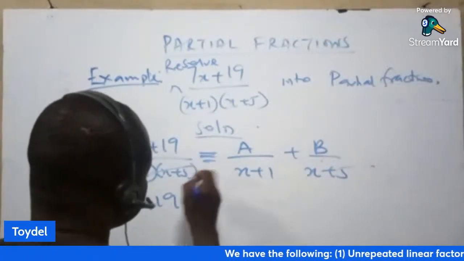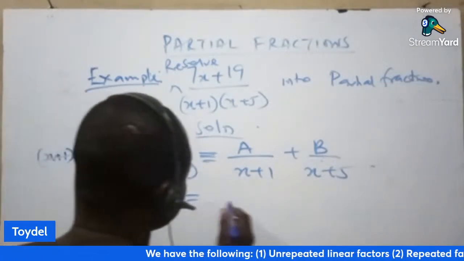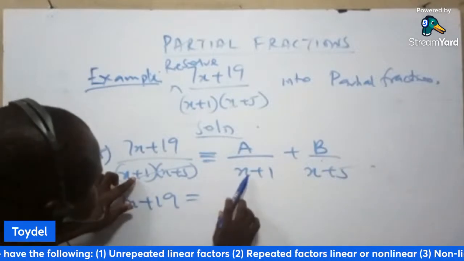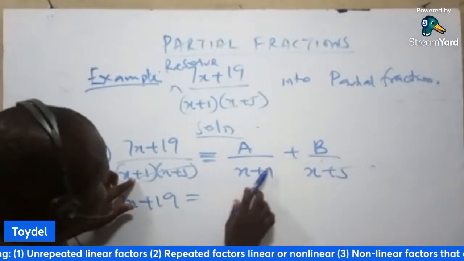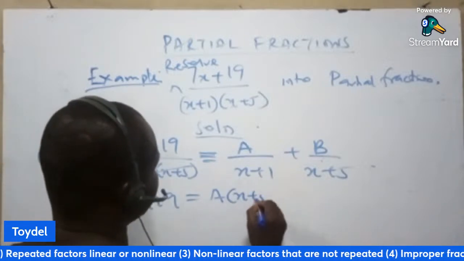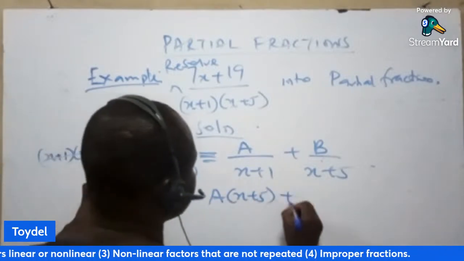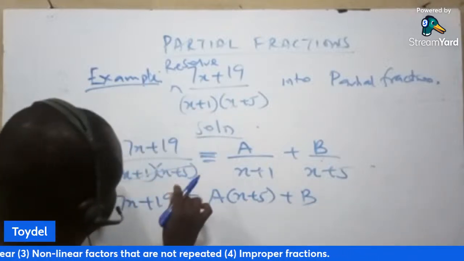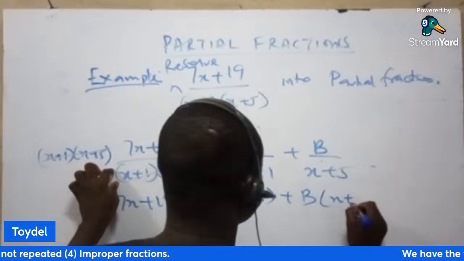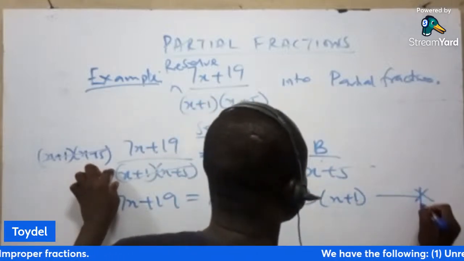If I use x plus 1 times x plus 5 to multiply this, I'm going to have a, and I will have x plus 5 left. Then plus b. If I use this denominator to multiply what I have here, I'm going to have x plus 1. And this is what I'm talking about.